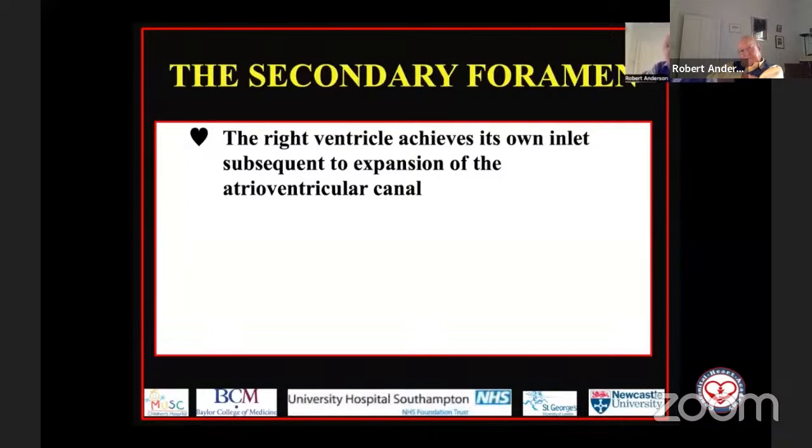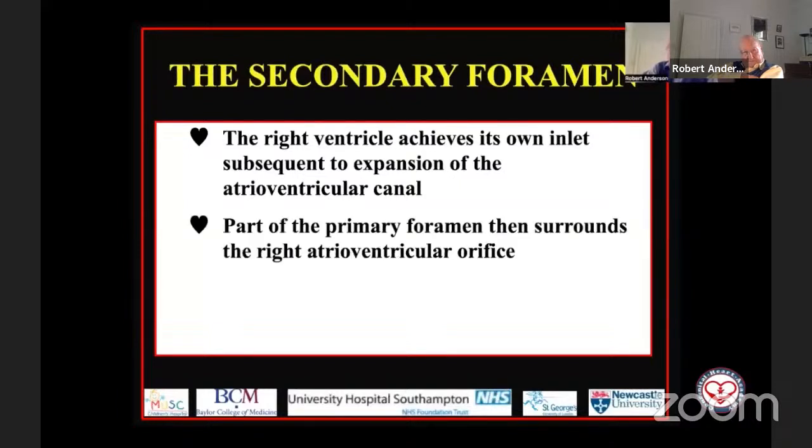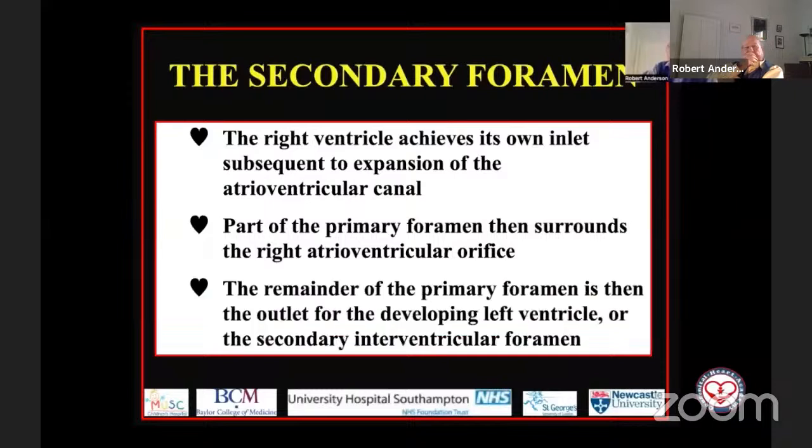Because we know that the next stage of normal development is indeed expansion of the atrioventricular canal. And it is the expansion of the atrioventricular canal that gives the right ventricle its own inlet. And that means that part of the channel we saw a moment ago, we call the primary foramen, has expanded so as to surround the right atrioventricular orifice as the right atrium gains its own communication to the developing right ventricle. But here is the key.